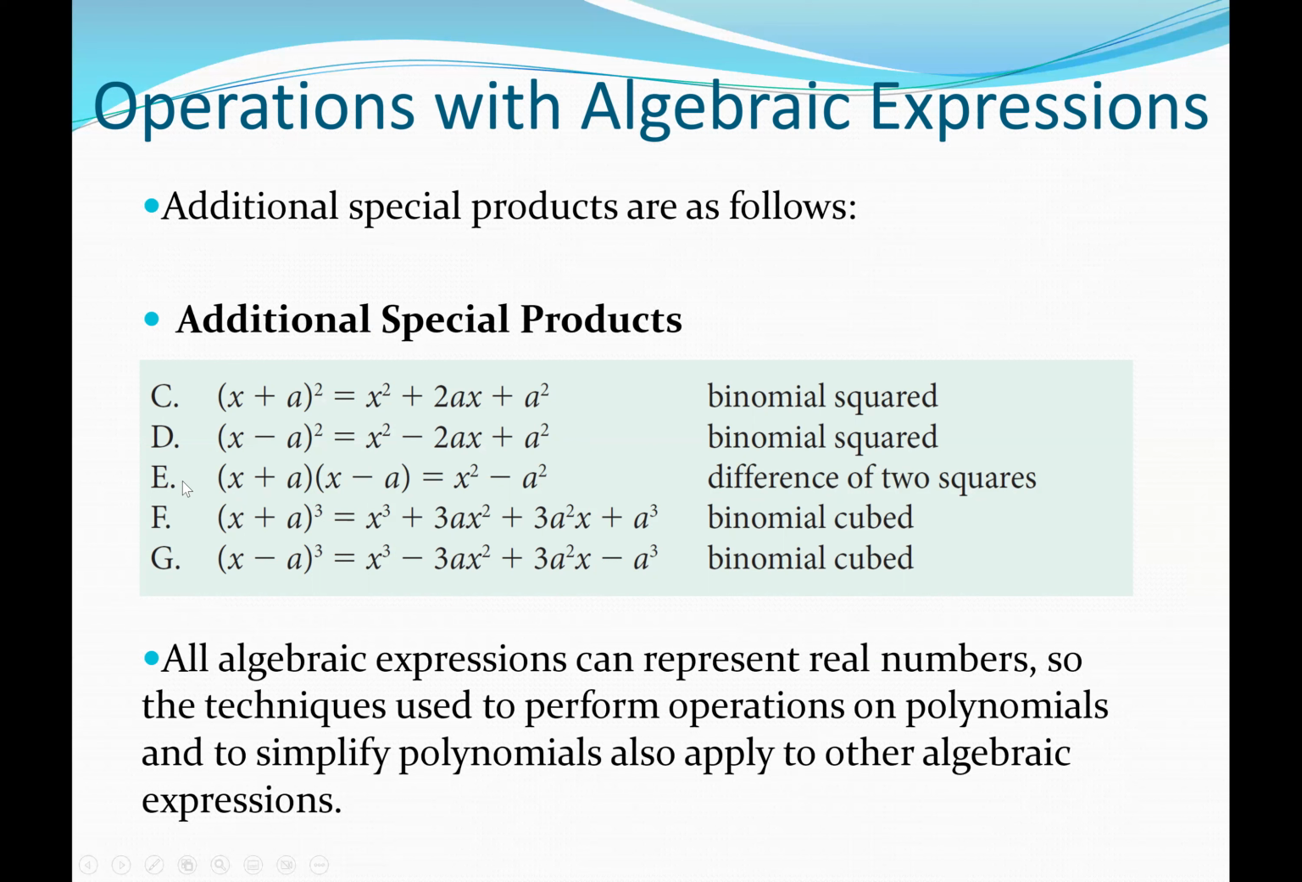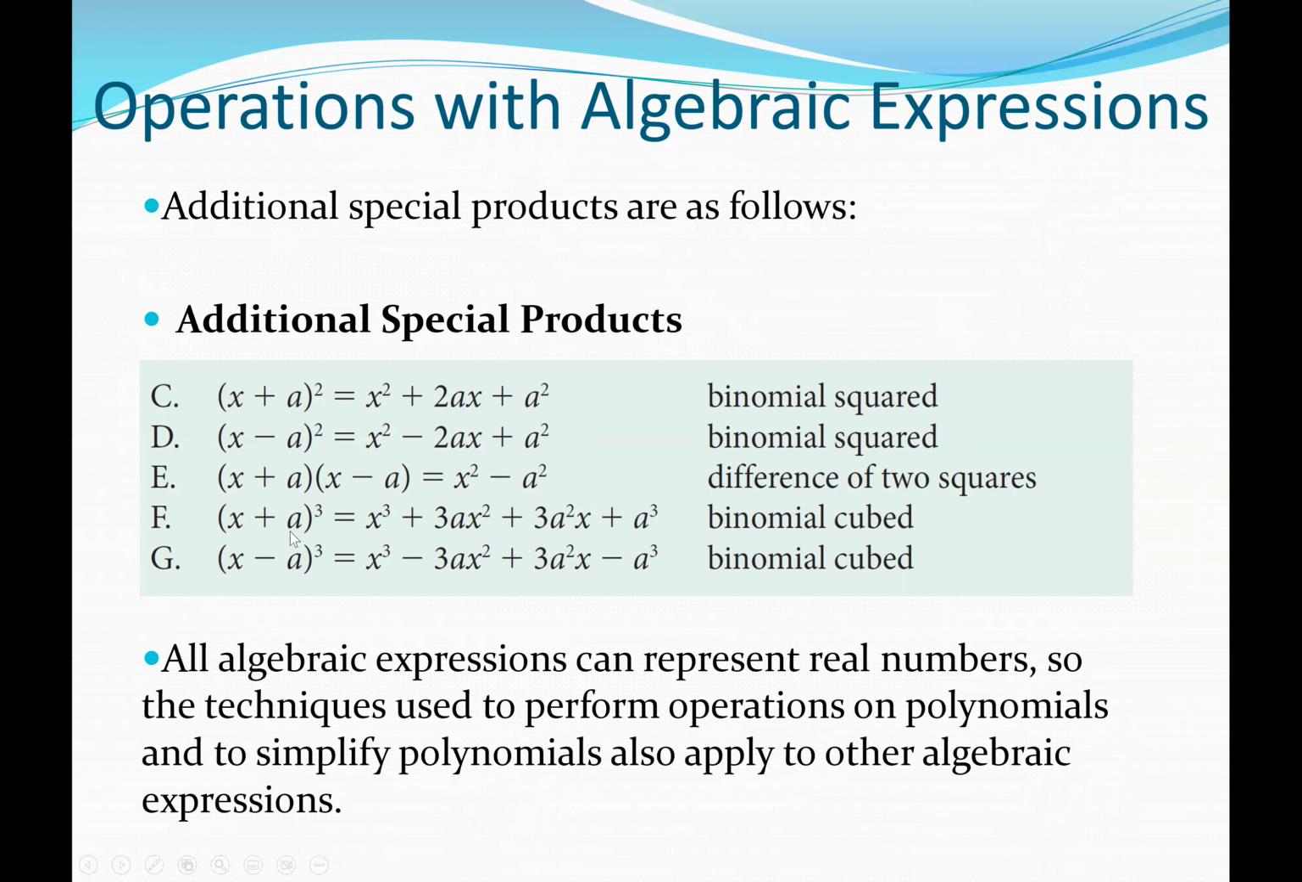Then this is called the difference of two squares. Now if I have 4 minus 9, I can change it to 2 squared minus 3 squared, and my answer will be 2 plus 3 times 2 minus 3, the difference of two squares. So x plus a times x minus a is the same as x squared minus a squared.